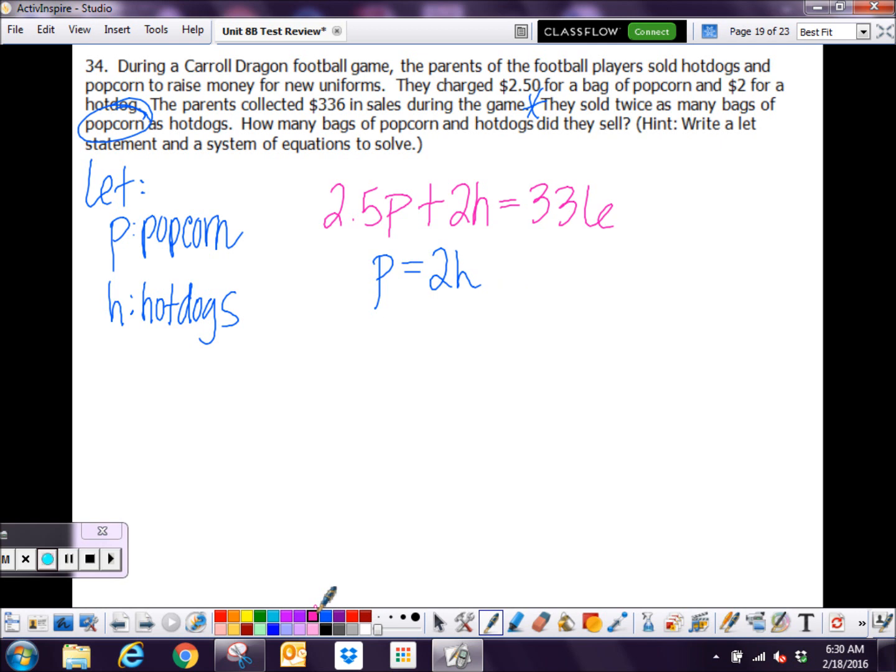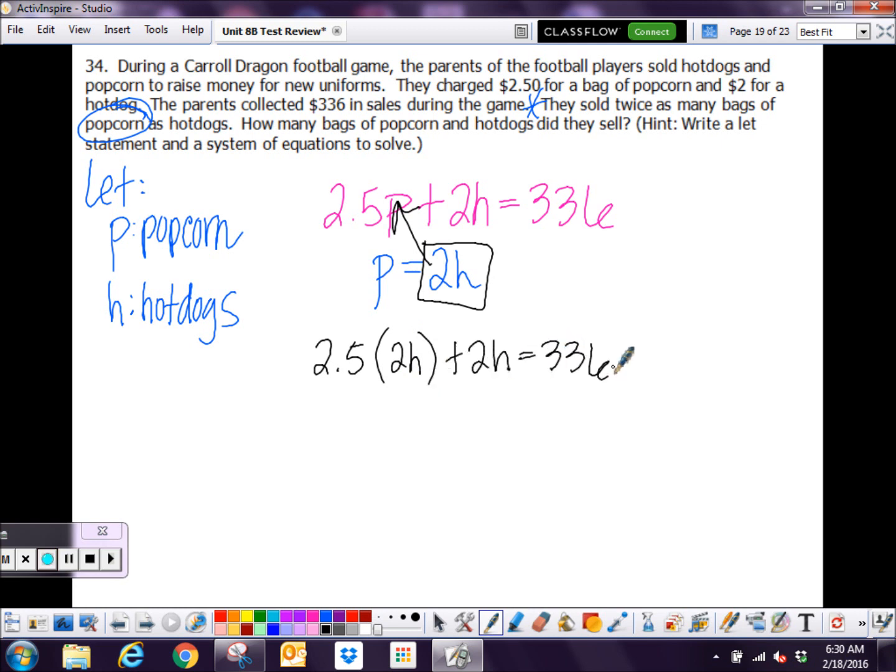Now this problem is nice because all I have to do is take what P is equal to, and I'm going to substitute that in for P. This is the substitution method. So I have 2.5 times 2H, because I'm substituting that in, plus 2H equals 336. 2.5 times 2H is 5H, plus 2H equals 336. 5H plus 2H is 7H, equals 336. And 336 divided by 7 is 48.